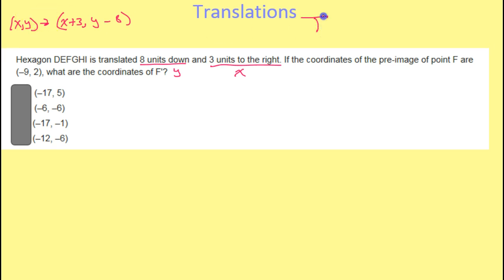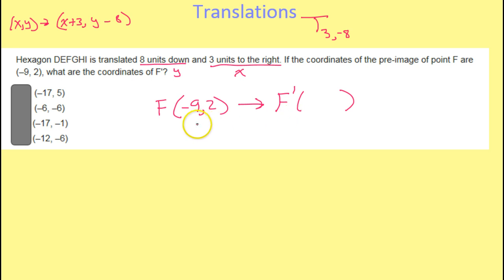Also known as 3 comma negative 8. So let's keep that straight: 3 units to the right, 8 units down. Now we're good. Now, if the coordinates of the preimage of point F are given, what are the coordinates of F prime? So this is going to be pretty straightforward. They're giving us the preimage, the original, negative 9 comma 2, and they want the coordinates of the image F prime.